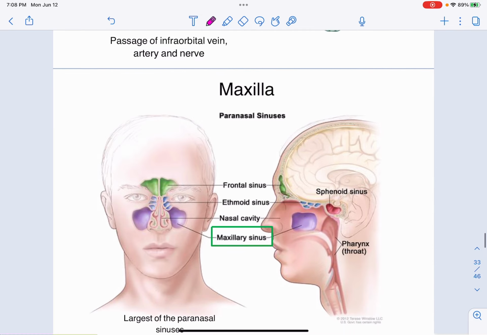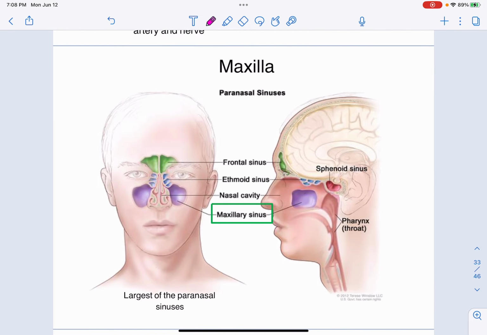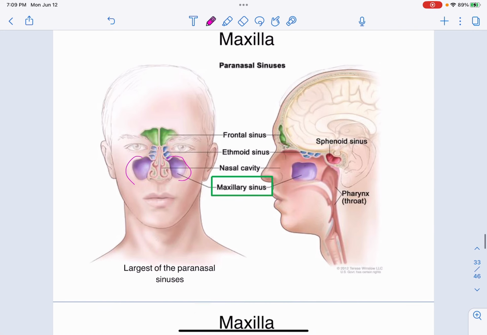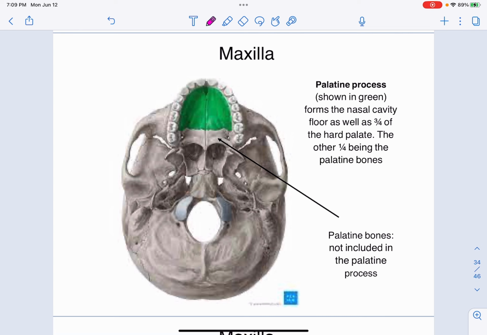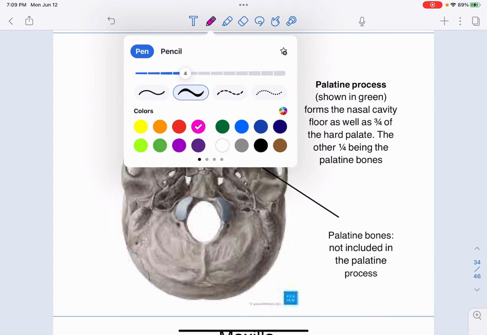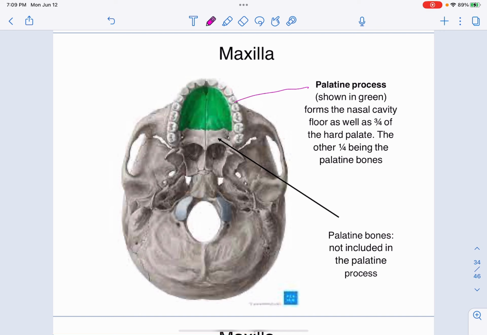There is a sinus associated with this bone. So sort of superior to it is what's called the maxillary sinus. That's here in purple. All right, if we take an inferior view, we can see in green the palatine process. So there's 2 of them. Those are the palatine processes. They form the nasal cavity, like the floor of it, as well as the hard palate.